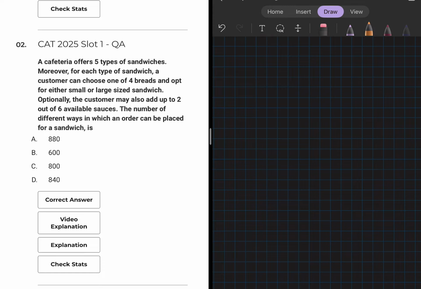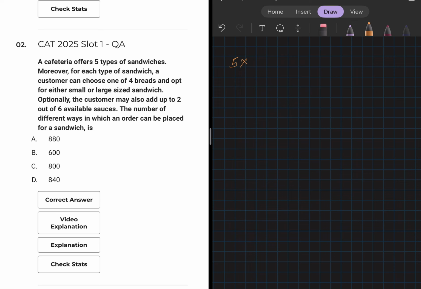So up till here it's very simple. What you get is just the combination. Five types of sandwiches we have, and for each of the 5 there could be 4 types of breads, and for each of the 4 types of breads, the customer can choose whether they want the large one or the small one. So 4 times 5 times 4 times 2.